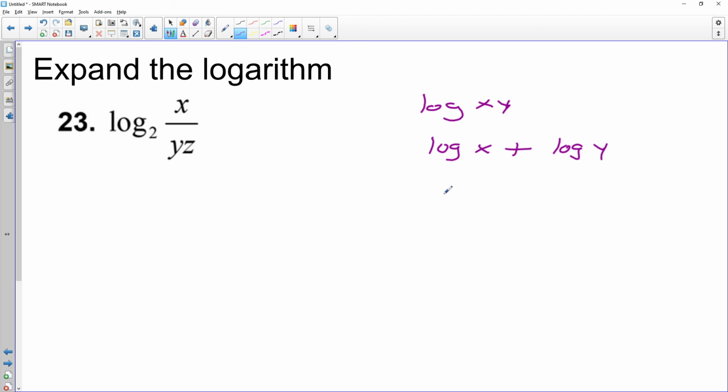Okay, so that's the first property. And by the way, this goes the other way too, right? So I can take an expanded expression and put it together into one. Actually, if I bring up the homework that you guys had, let me see if I can find it. Log properties. Okay, this homework assignment.